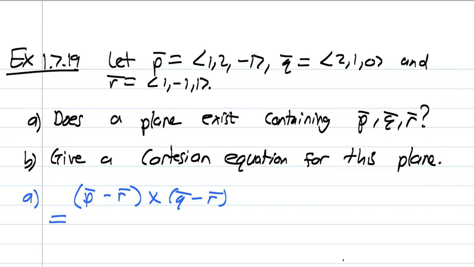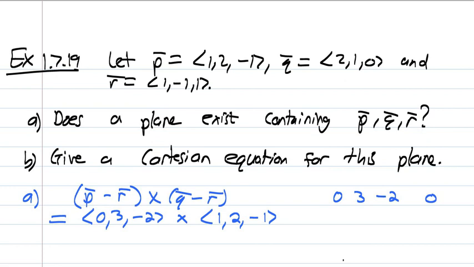So P minus R, so you subtract vector R from vector P, and this becomes first component 0, second component 3, third component minus 2. Then you go Q minus R. So Q minus R, you subtract the first component, which is 1, the second component, which is 2, the last component is minus 1. And then you use this nice little trick, so you write down 0, 3, minus 2, repeat 0, 3.